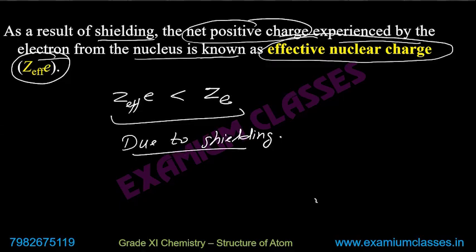Shielding is a simple phenomenon. It means there are a few electrons in between the nucleus and the outermost electrons, due to which the force of attraction between the nucleus and outermost electrons reduces. The force of attraction reduces, and it is analogous to the nuclear charge getting reduced. That reduced nuclear charge is known as effective nuclear charge.